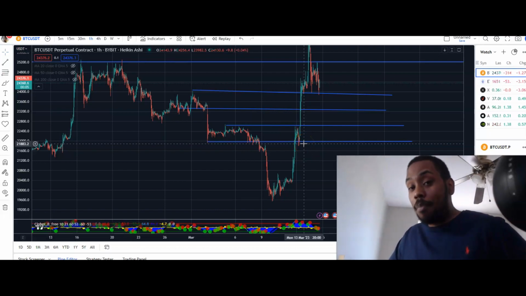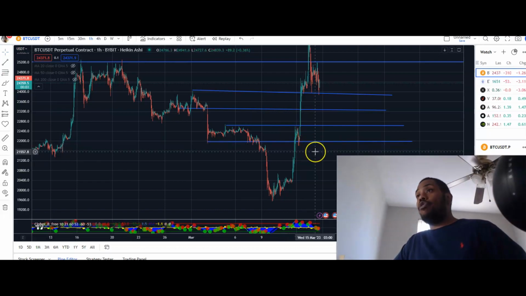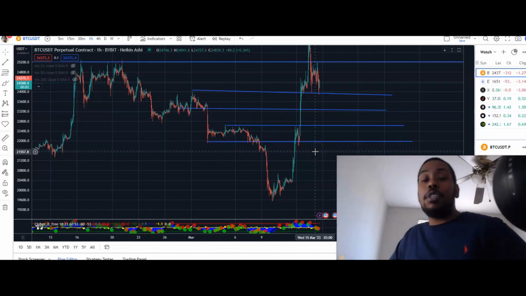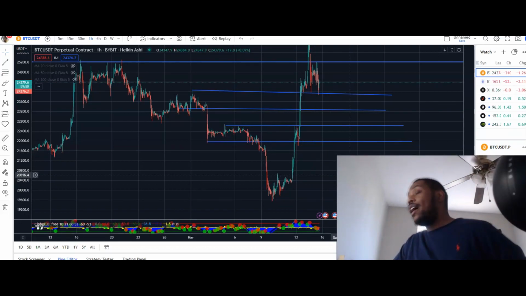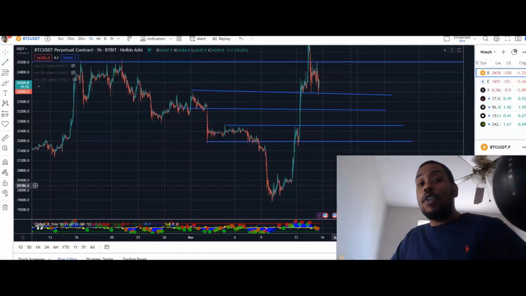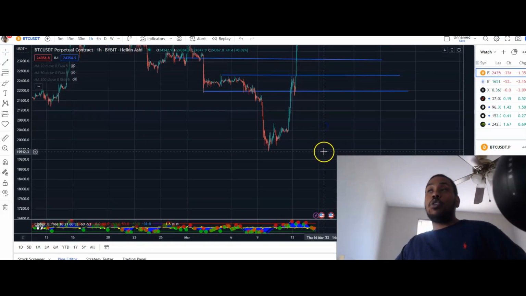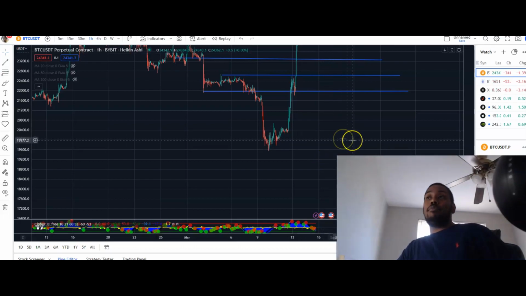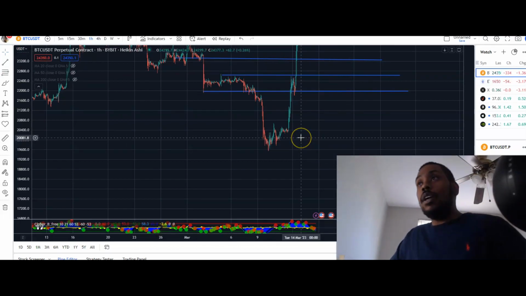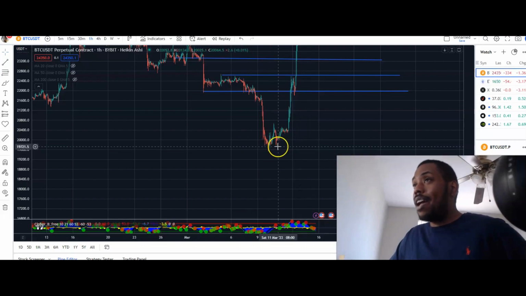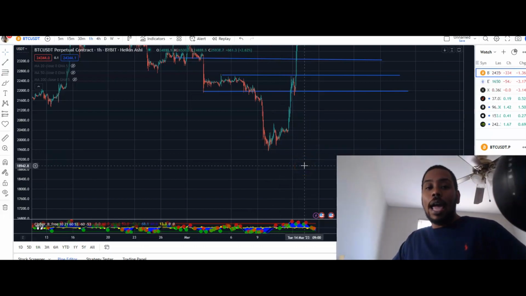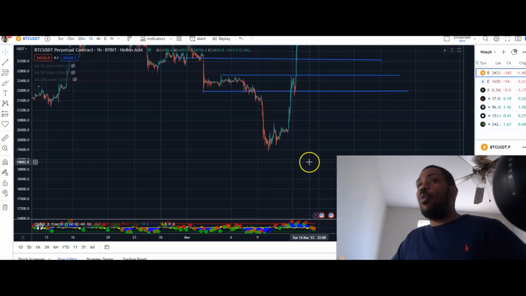You wait for confirmation. You get maybe a red candle starting to form. You look for some divergences on the RSI. Whatever the case may be, you wait for your confirmation, and then you go ahead and take that short position. And of course, you're going to be looking to take some profit somewhere around this area. But you would definitely want to close that trade out once we make another lower low.